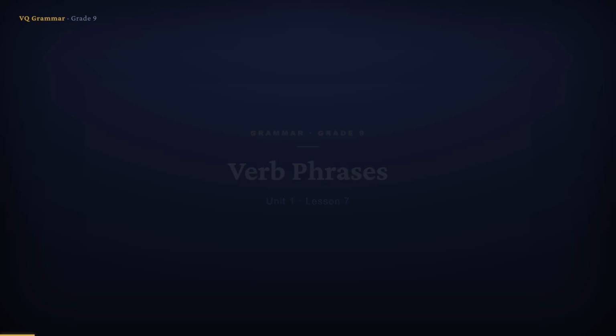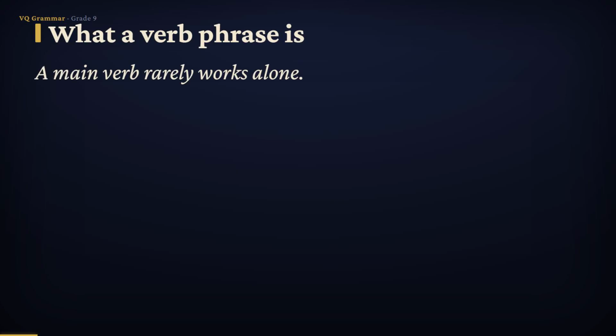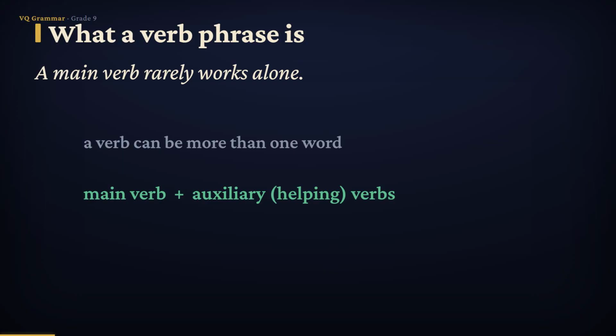Let's dig in. Let's start with the big idea. A verb in a sentence can be more than one word. Sometimes the main action or being word brings along a few helpers in front of it. When it does, we call those helpers auxiliary verbs. You may know them by their friendlier name, helping verbs. The main verb, together with all of its auxiliaries, forms one single unit, and that unit has a name: the verb phrase.